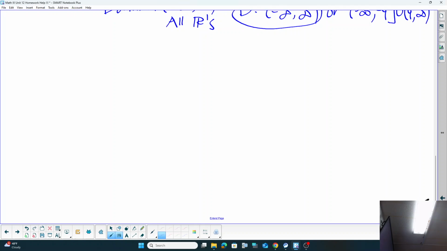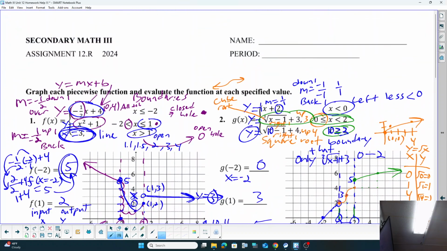All right, Unit 12. The hardest part's done. Piecewise equations. Unless, of course, you're doing inequalities this year. Okay, so we're still helping you guys on 12.R, which is the practice test. Unit 12, practice test. Let's go. Next page.